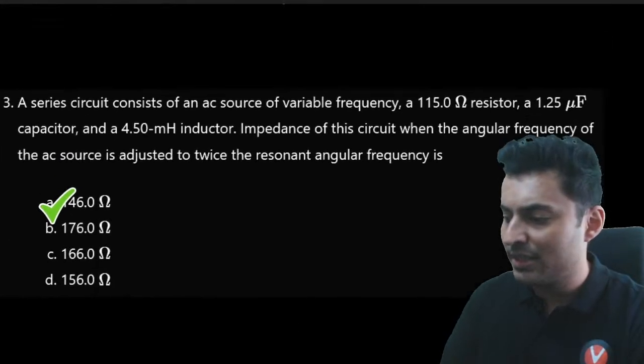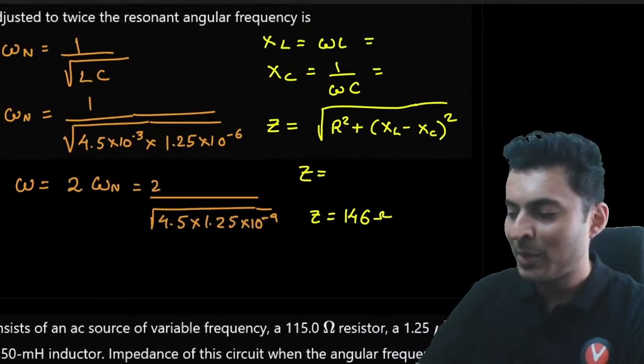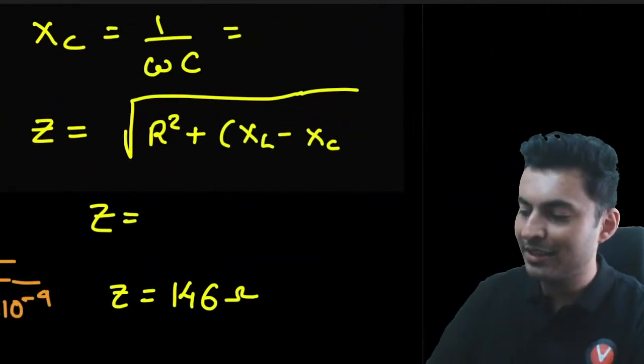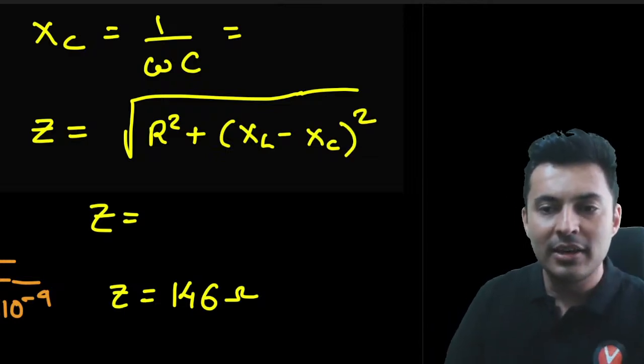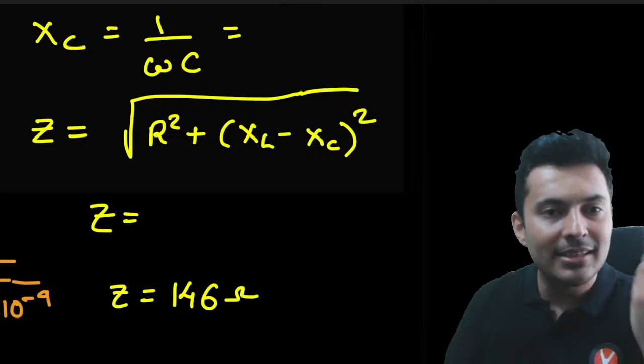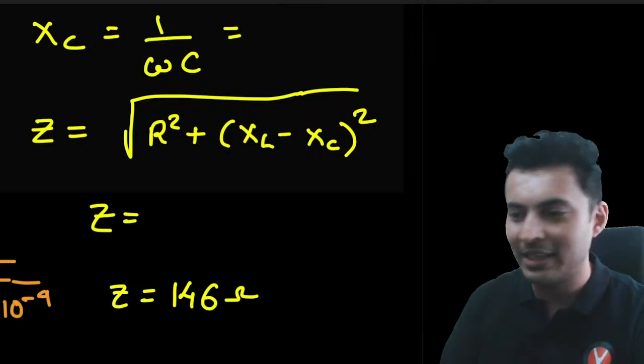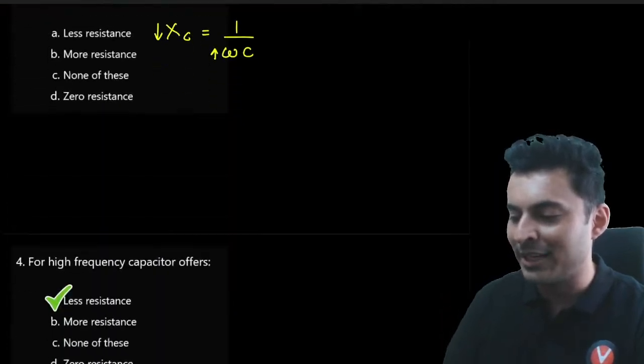Is it not XC minus XL? Well, it doesn't matter. Think about it, because you are squaring it. So whether you do XL minus XC or XC minus XL, you will get the same answer. So don't worry about whether it was C minus L or L minus C.